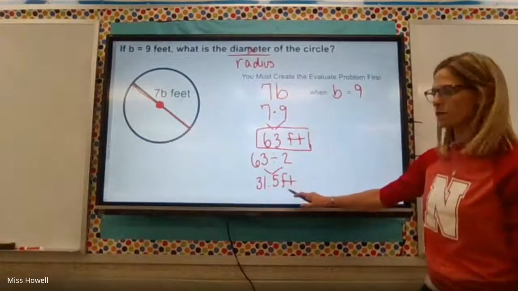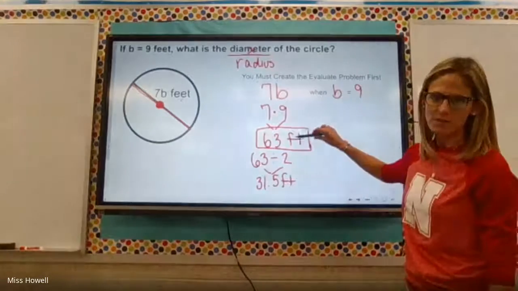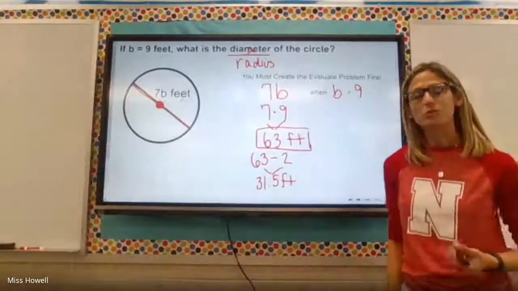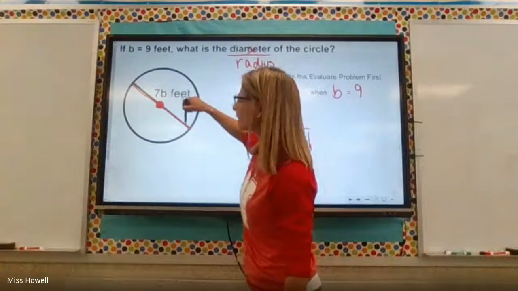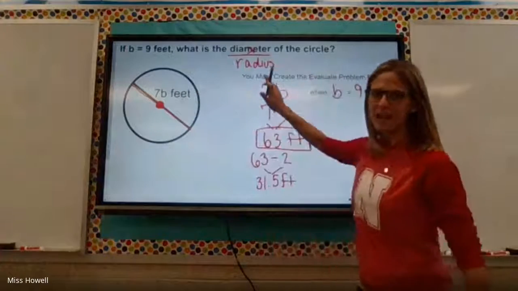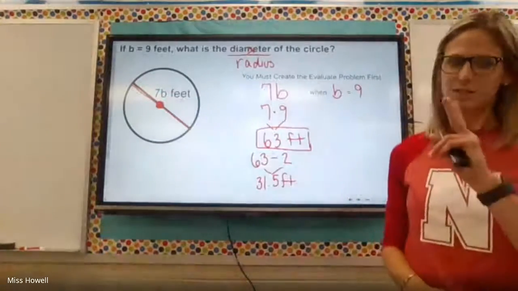Right, so this would answer the question if it was a radius question. This is the one that would answer the question if it's a diameter question. Now, here's where you also need to be careful. I may have only given you the radius here and asked for the diameter, which means your additional step would be to multiply the radius by 2 to get the diameter.